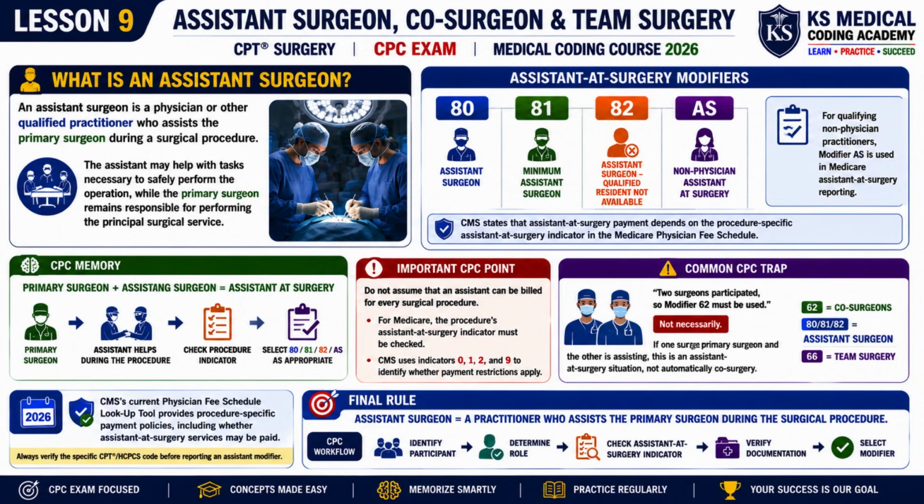However, don't assume that an assistant can be separately reported for every surgical procedure. For Medicare, you must check the procedure-specific assistant at surgery indicator and applicable documentation requirements. Here's an important CPC trap. Two surgeons participated, so modifier 62 must be used. Not necessarily. If one surgeon is the primary surgeon and the other is assisting, this is an assistant at surgery situation, not automatically co-surgery. Remember, 80, 81, 82 equals assistant surgeon concepts. 62 equals co-surgeons. 66 equals team surgery.